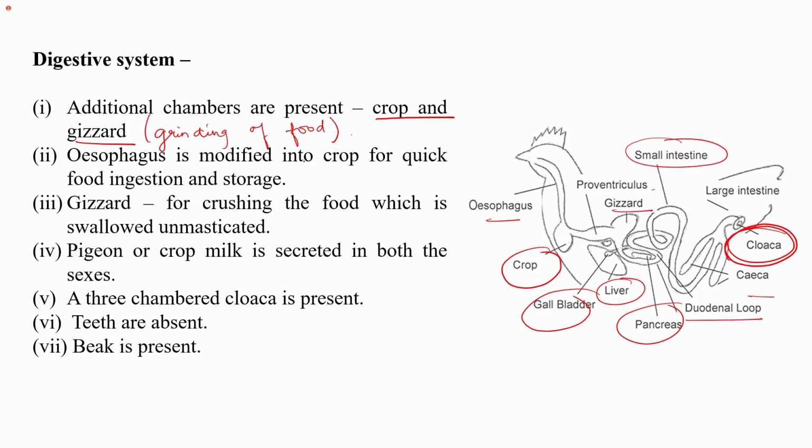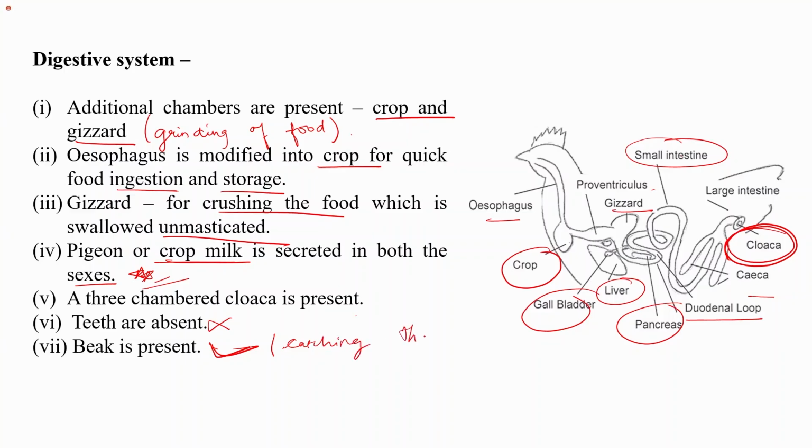Fine. So the esophagus is modified into the crop for quick food ingestion and storage. The gizzard is used for crushing the food, which is swallowed unmasticated, that is, without chewing, and then it is crushed in the gizzard. Pigeon or crop milk is secreted in both sexes. This is important. A 3-chambered cloaca is present. Teeth are absent. Beak is present, which helps in catching the food.